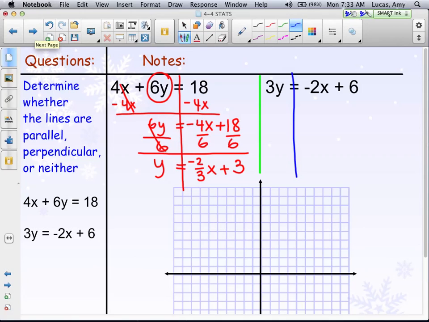Now my second one is only one step to get the y by itself. I just need to divide by the 3. So my slope again is negative 2/3, and my intercept now is 2.